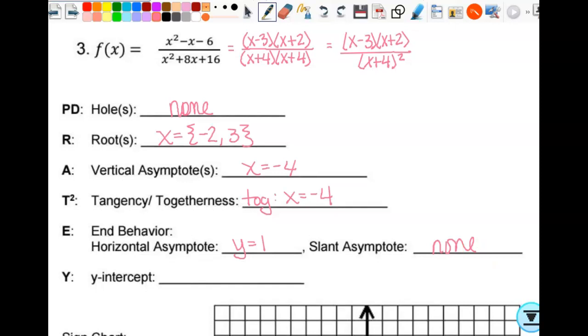Slant asymptote would have to be none. Y-intercept. Okay, so my y-intercept is at 0, and I would get it from this version of it, and that would give me negative 3/8. Way easier than substituting into stuff. I already have it. I mean, nothing wrong with substituting, you get the same answer. It's not that much more difficult. Okay.